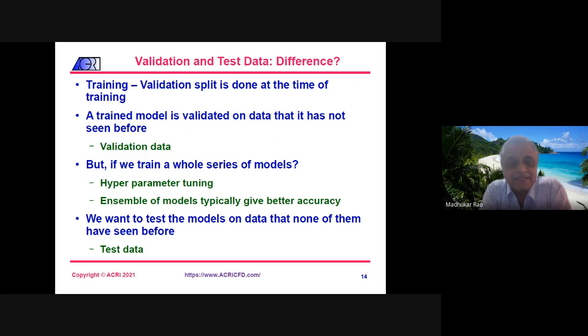Okay, and what exactly does that mean? A trained model should be validated on data that it has not seen before. This is validation data. So I take a model, I take my data, I split it into training and validation split. I do the training and then I test it on my validation set, and then see what is the accuracy that I get. Okay, so I'm interested in getting the best accuracy on the validation data, and then I keep that model aside.